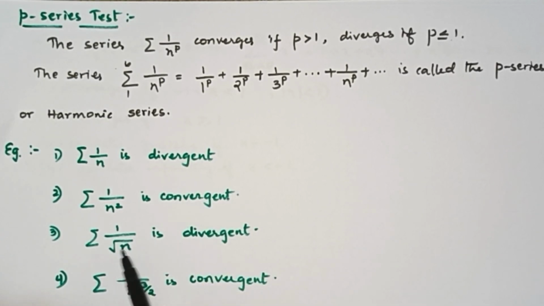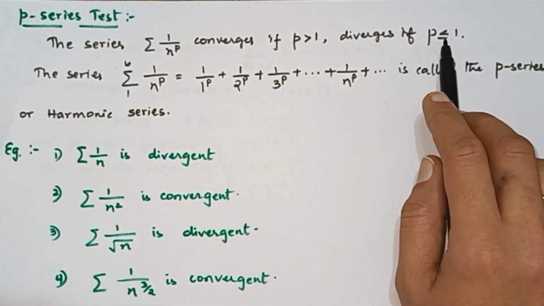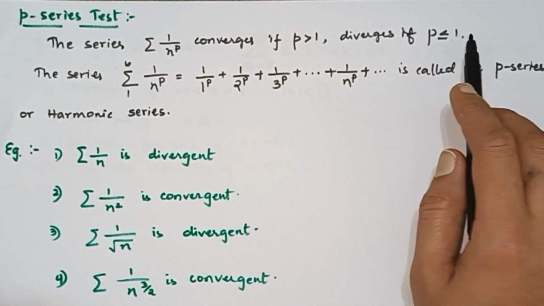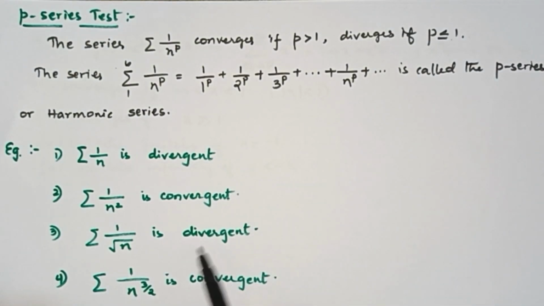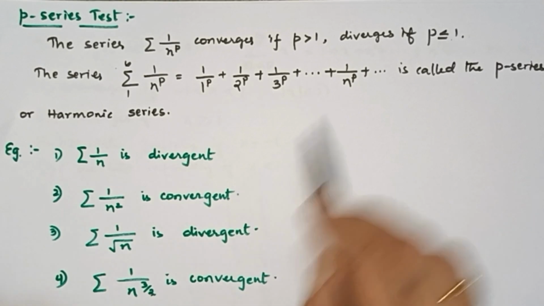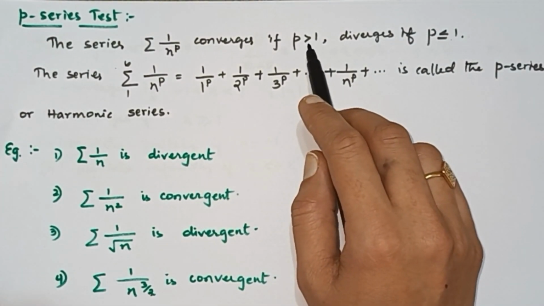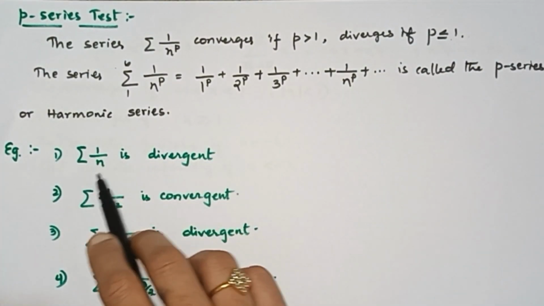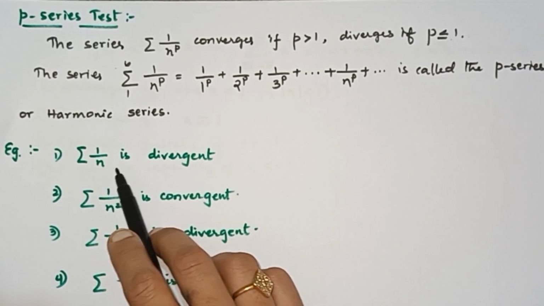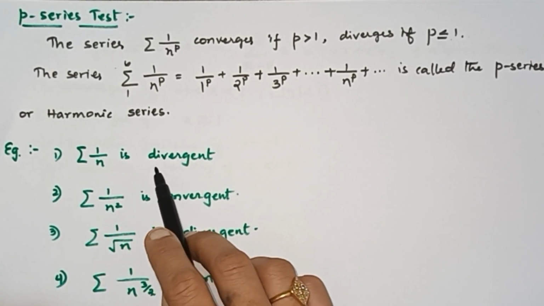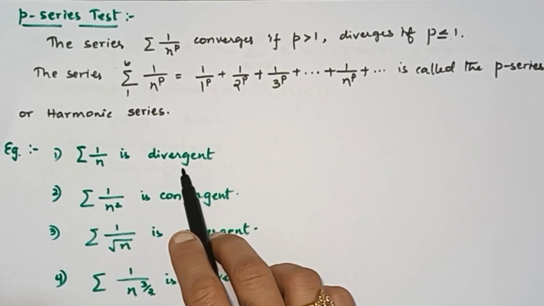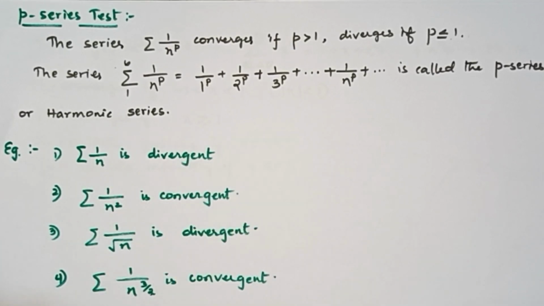Summation of 1 by root n. Here p is 1 by 2, which is 0.5, less than 1. Therefore, the series is divergent. Summation of 1 by n to the power 3 by 2. This series is convergent because 3 by 2 is 1.5, which is greater than 1. Hence, the series is convergent. So when you expand the series 1 by n, you will get 1 plus 1 by 2 plus 1 by 3 plus so on up to 1 by n plus so on. That series is always divergent.